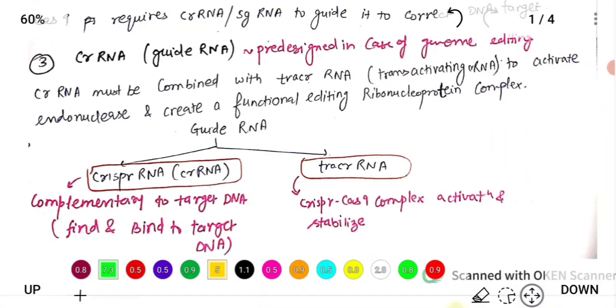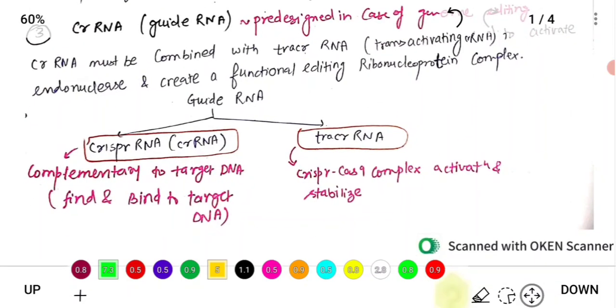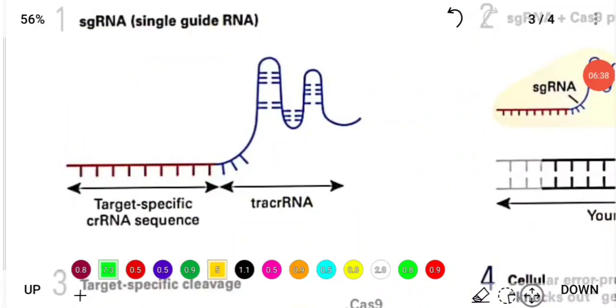Now let's talk about the Cas9 guide. Who is the guide of Cas9? CRISPR RNA. Now CRISPR RNA or the guide RNA. So this guide RNA has two parts. One is the CRISPR RNA and another one is the tracer RNA. CRISPR RNA is complementary to the target DNA.